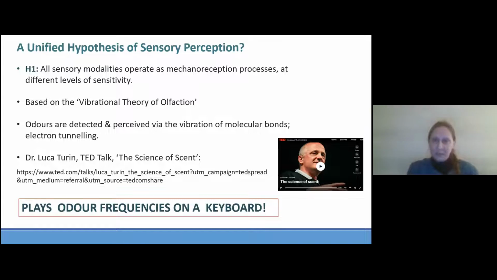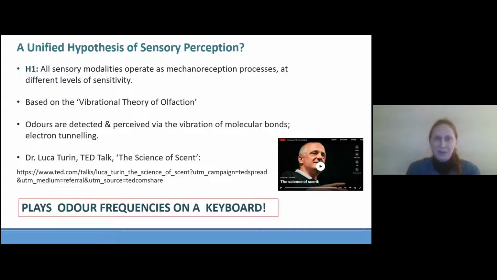However, there is an alternative hypothesis. It's slightly controversial. It has its opponents and proponents, but it's called the vibrational theory of olfaction. And this is where odours are detected and perceived via the vibration of the molecular bonds in odour molecules. And the underlying mechanism is that of electron tunneling, where electrons behave as waves as well as particles, and the waveform can actually form on the other side of a barrier.